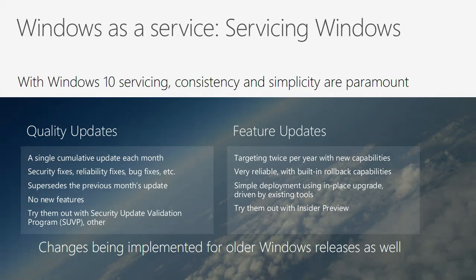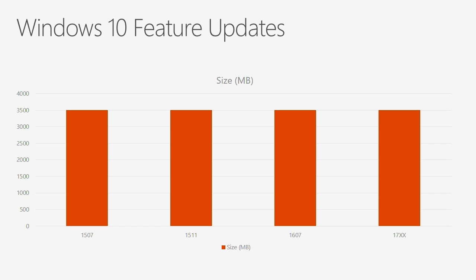When we look at these from a size perspective over time with feature updates, no big surprise, they don't vary by much. We have about a 3.5 gig payload for each one when we release them. So if you had a PC that was deployed originally on Windows 10 1507, you then deployed another 3.5 gig update to move to 1511, another 3.5 gig to get to 1607, another 3.5 gig to get to the next one that will come out in 2017.